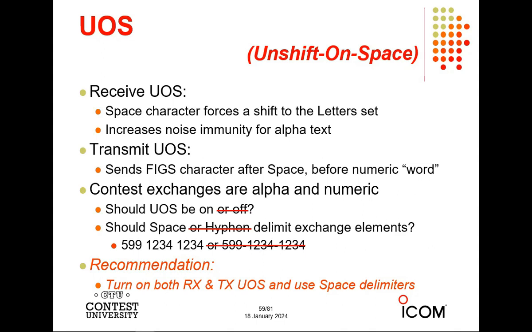So with UOS on the transmitter side, guess what? Whenever there's a space, and the next character is going to be a number, then you have to insert a figures character. Even if the previous word was figures and a space comes along, which is in both character sets, if you have UOS on, you now have to implicitly or explicitly send a figures character. And so that's why you need to have UOS turned on for both receive and transmit.